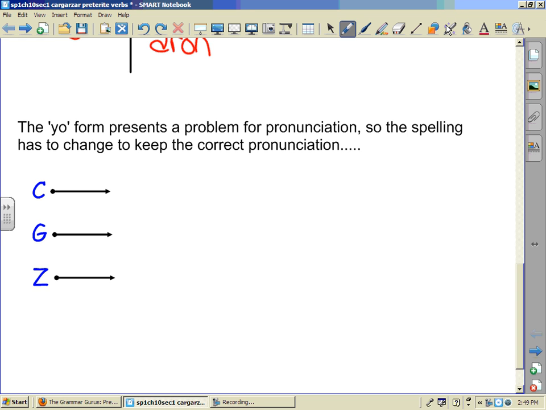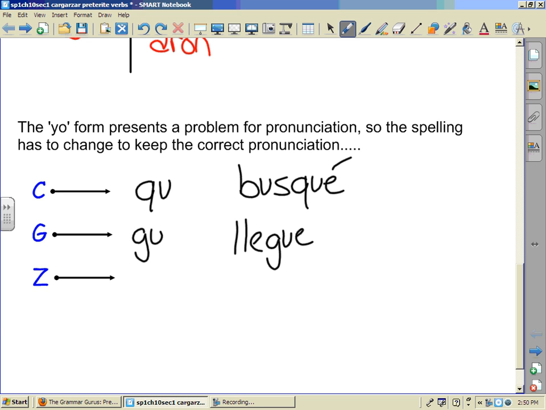So tell me the spelling changes that you can see in your book. C is going to change to QU. For an example, busqué, I looked for. See how that makes the sound that we want? Busqué. G is going to change to a GU. So like llegué instead of llegé, llegué. And Z turns into C. Comencé. So it keeps that soft sound that we want.